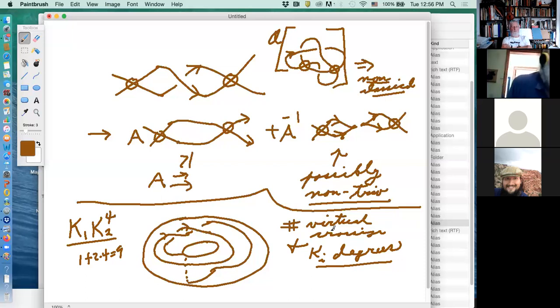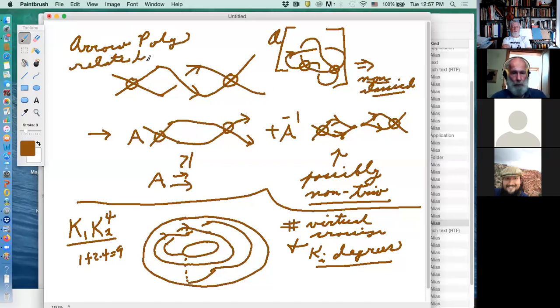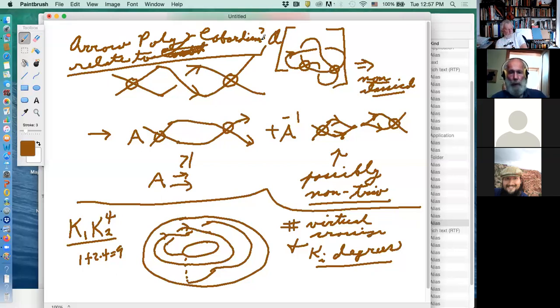But I don't know very much about how the arrow polynomial is related to cobordism. So let's just put that as a question. Arrow polynomial, relate to cobordism? Question mark. How is the arrow polynomial related to link cobordism of virtual knots? I don't know so much about that. I don't know anything about that.